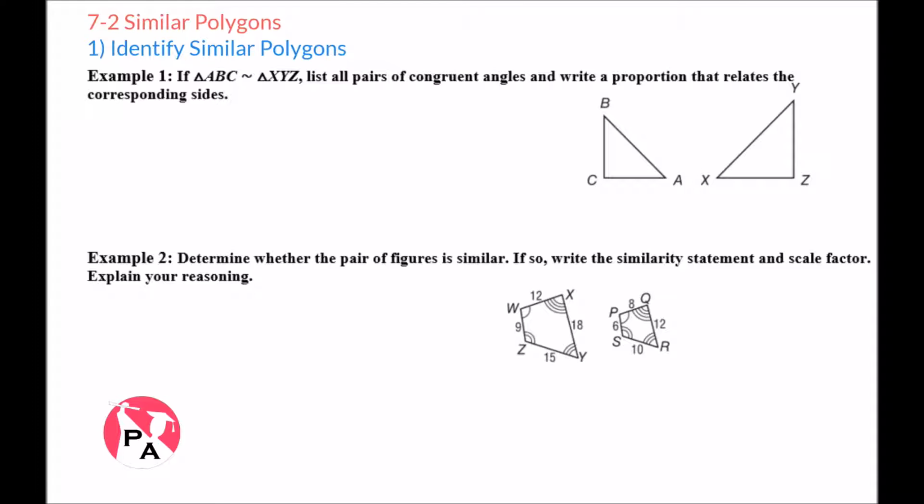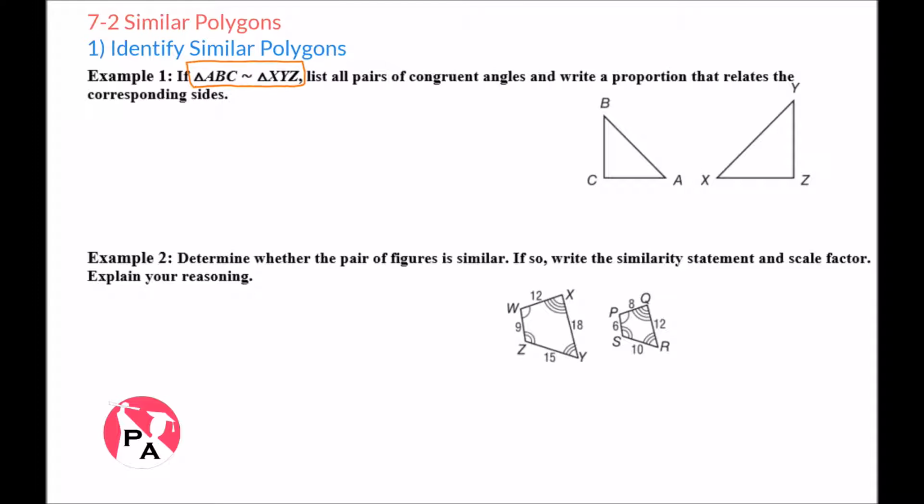Here we have an example. It says if triangle ABC and XYZ are similar, that symbol means similar, list all pairs of congruent angles and write a proportion that relates the corresponding sides. Let's get started with the angles then. So these angles are going to be corresponding. We are going to determine those angles by using the similarity statement.